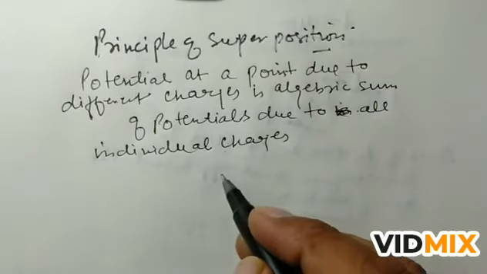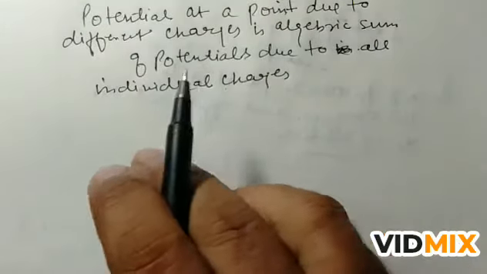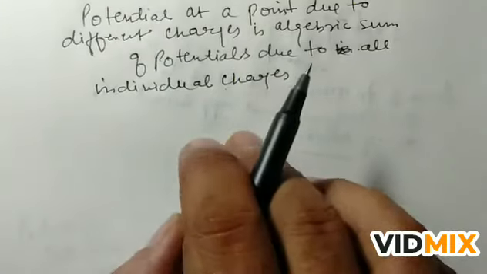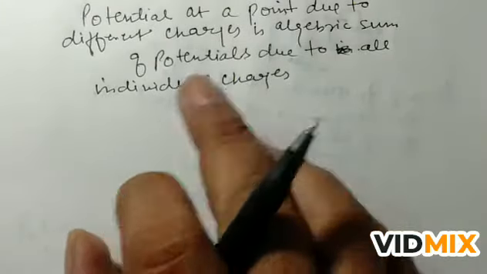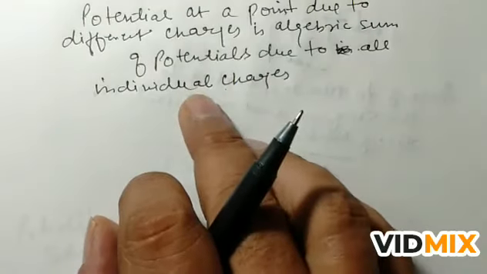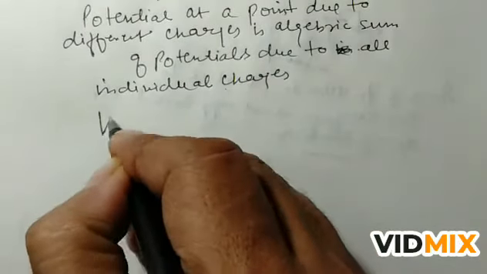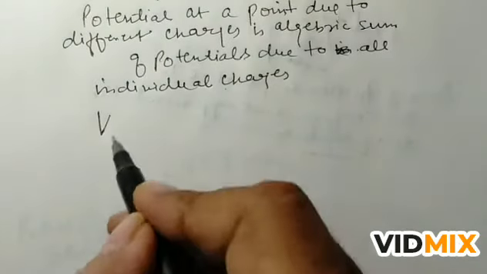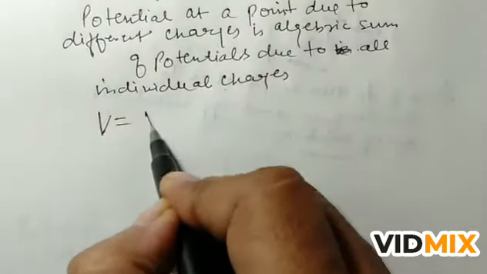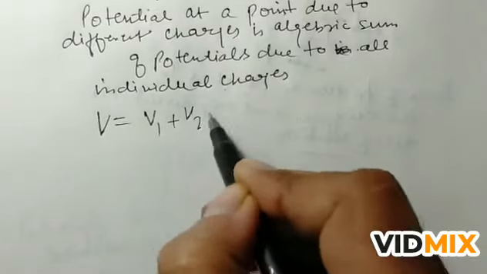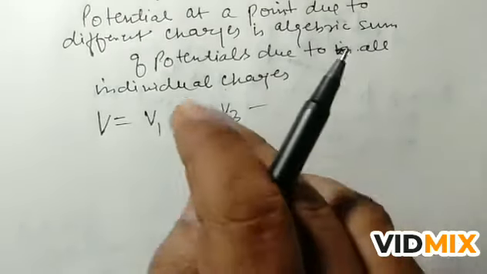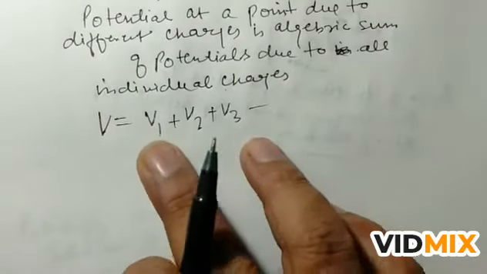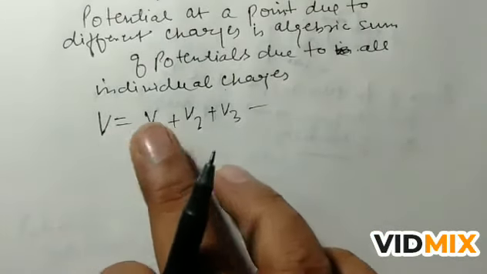Means if you add the potentials due to the individual charges, you will get the total potential due to all the charges at any point. So this is called the principle of superposition. In this case, the total potential is V equal to V1 plus V2 plus V3 and so on. If there are many charges, you find the potential due to every charge, and then add it algebraically.